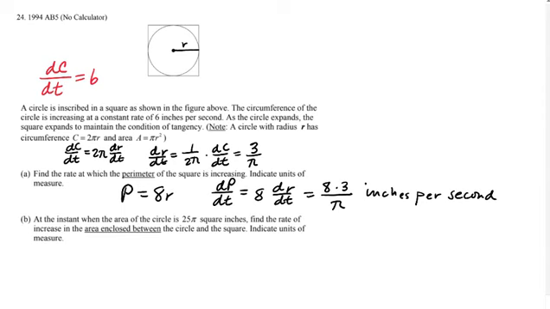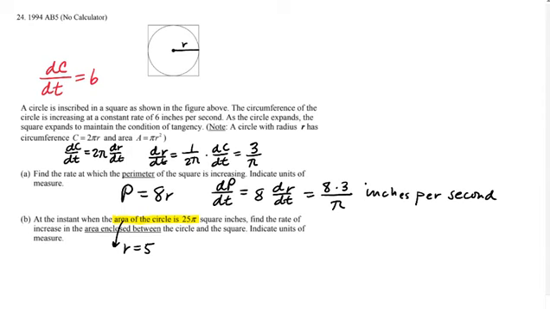Okay, for part B, at the instant when the area of the circle is 25 pi square inches, find the rate of increase in the area enclosed between the square and the circle. Indicate units of measure. All right, so they're giving us when the area of the circle is 25 pi square inches. Okay, need to do something with that. That's basically telling me when r equals 5. Okay. So over here, area of the circle is 25 pi. That is telling me that r equals 5.